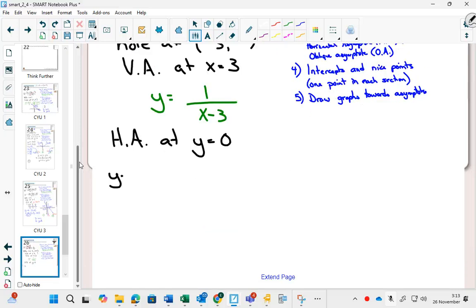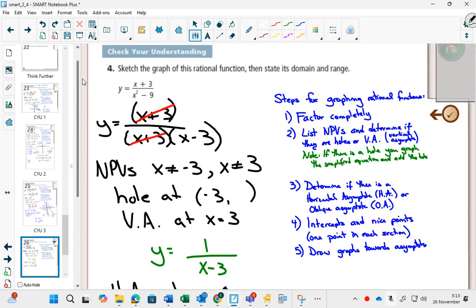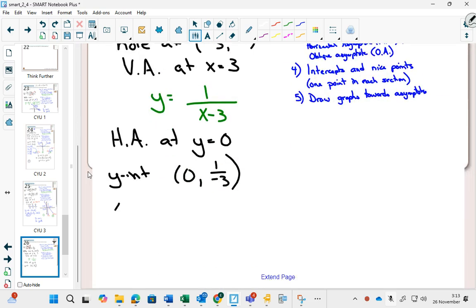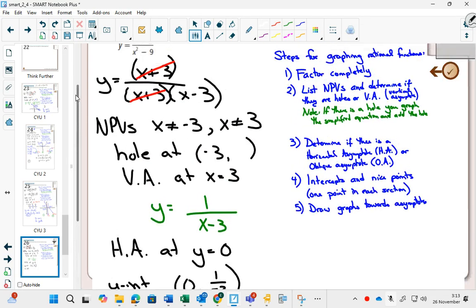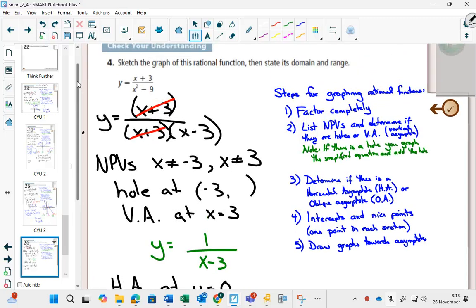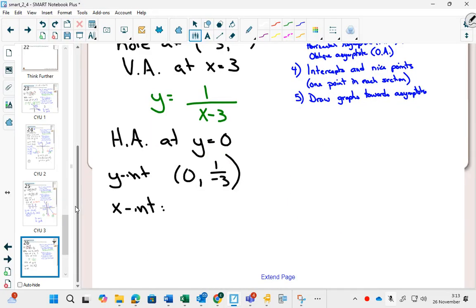When we get to our nice points, for example the y-intercept, if you plug in 0 for x, you get 1 over -3. Would you have got 1 over -3 in the original? Yes. So it seems like, why can't I use the original? But for the x-intercepts, in the original, you would say at -3 I have an x-intercept, because that would make it equal to 0. However, in our new equation there are going to be none.